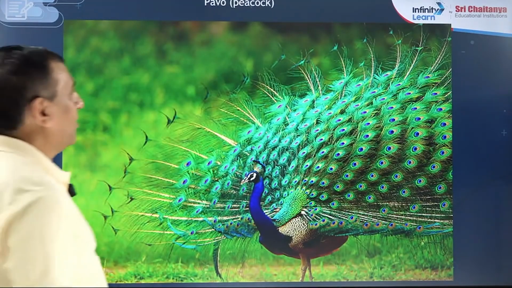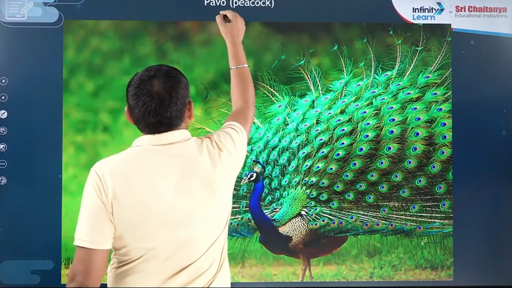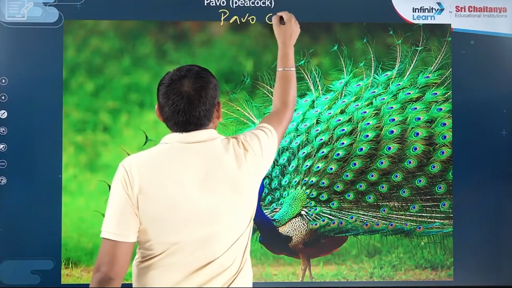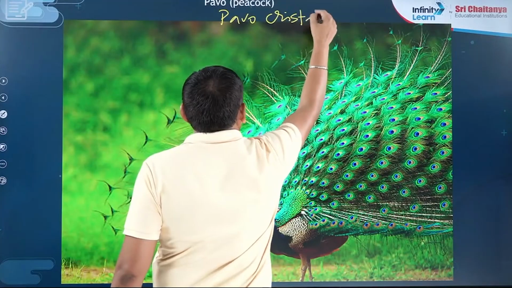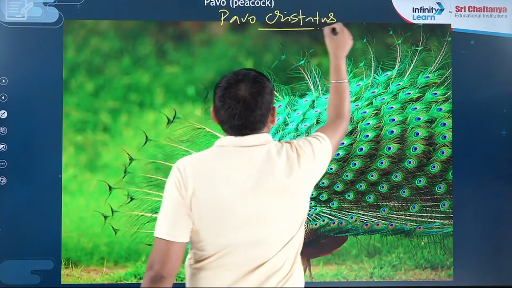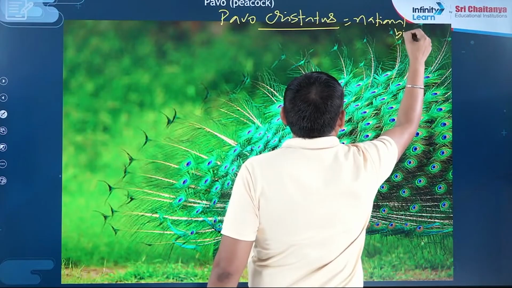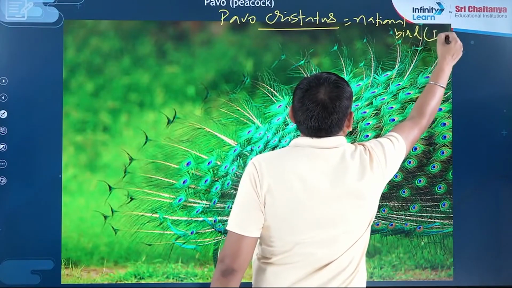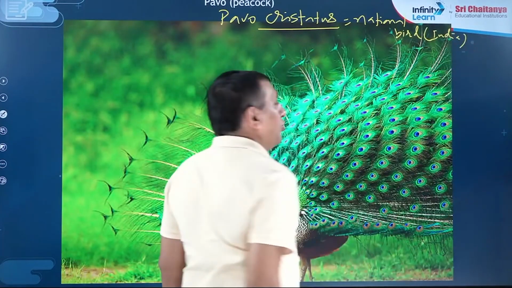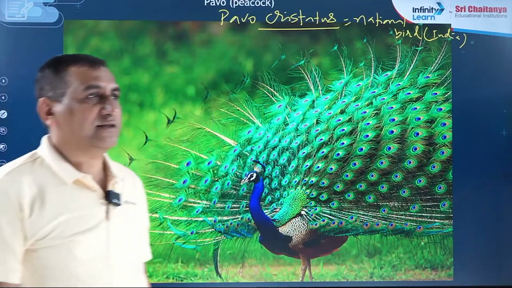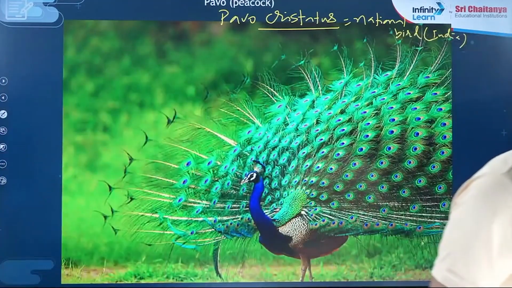Pavo cristatus. The complete name is Pavo cristatus. It is the national bird of India. That is the peacock.